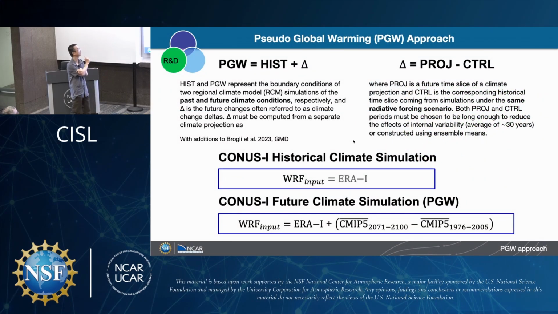And this is the slide that I mentioned about how to construct your pseudo-global warming approach. This approach basically simulates the same storm tracks, so the same weather event will be captured in both the historical and PGW runs. But we can see, for the same weather, how it will change in a wetter and warmer environment. That's the information that we can get from this type of simulation.